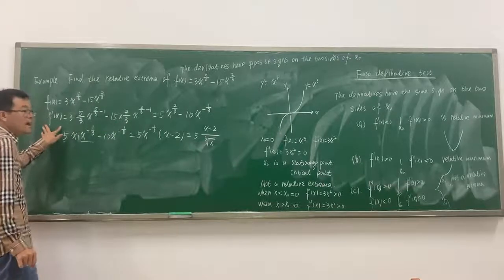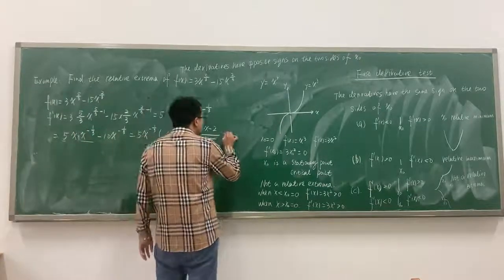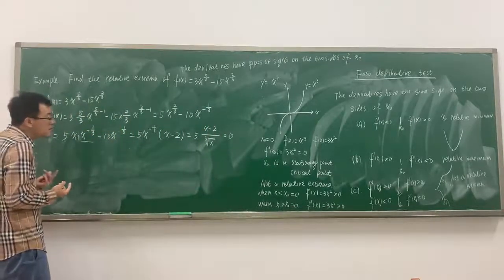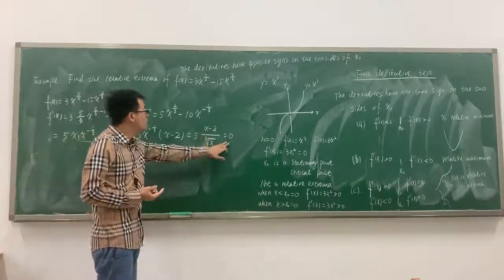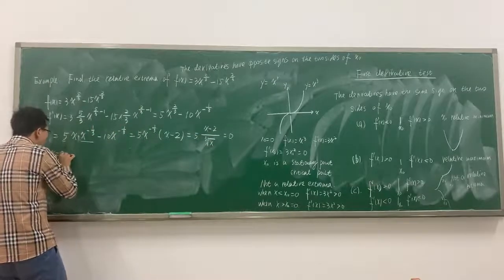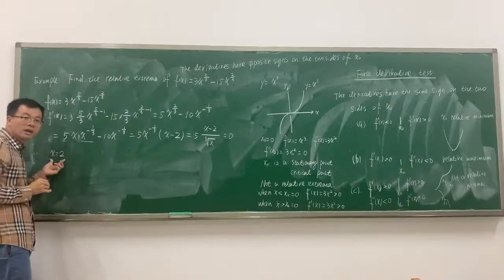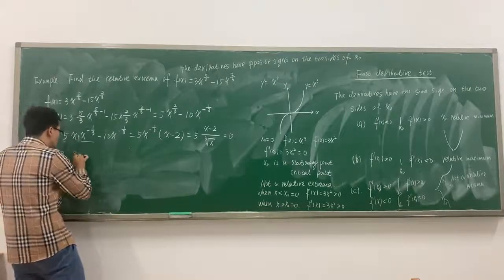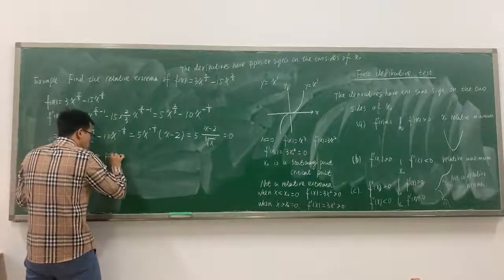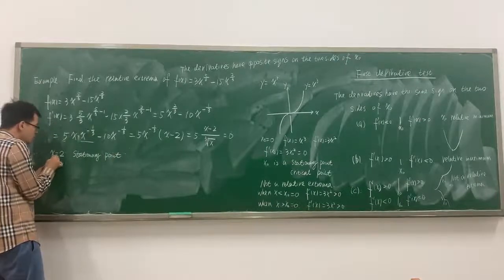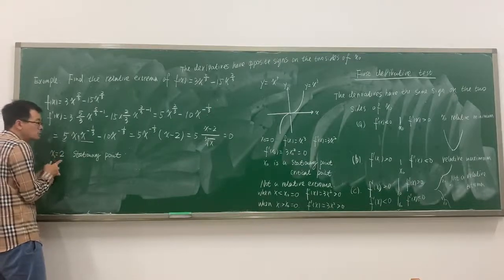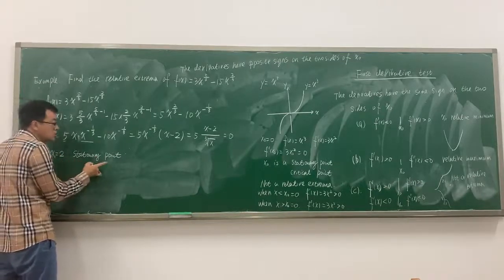So we let it equal to 0, and we can find x equal to 2. So x1 equal to 2 is the stationary point.